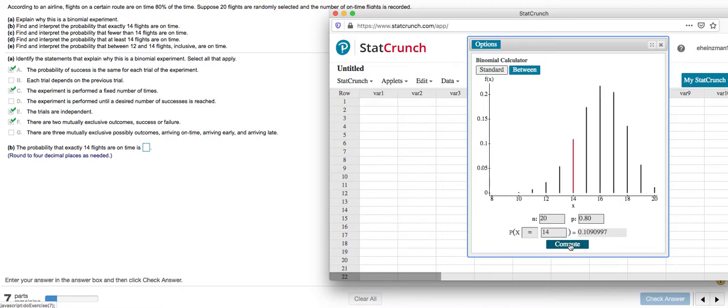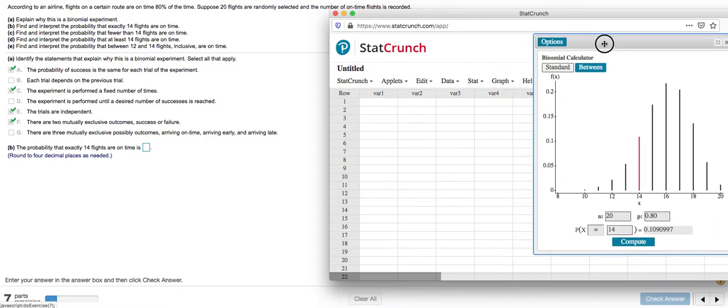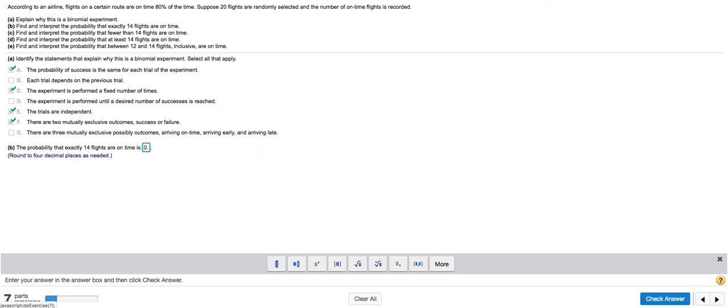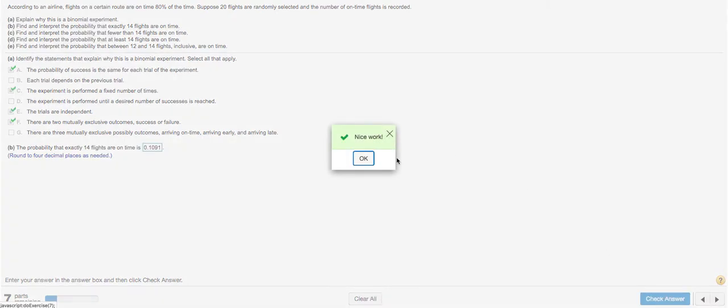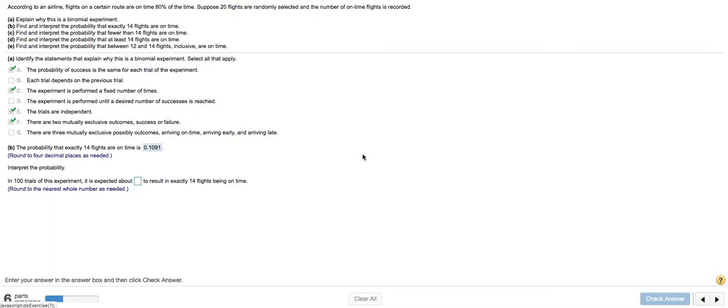When you click compute, it puts the corresponding probability over here. And if we round this to 4 decimal places, that is 0.109. Okay, that 0 is going to get rounded up to a 1. So 0.1091. All right. You can think about whether this makes sense. I mean, that seems pretty reasonable to me.